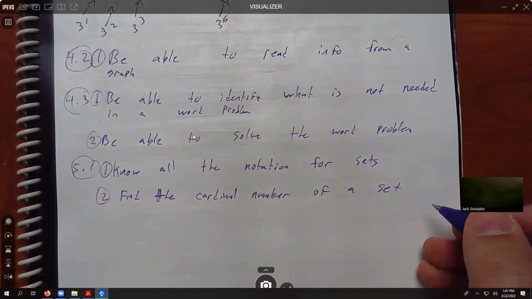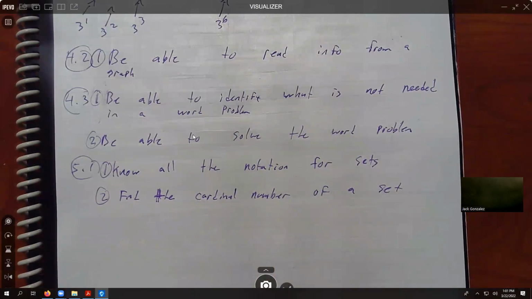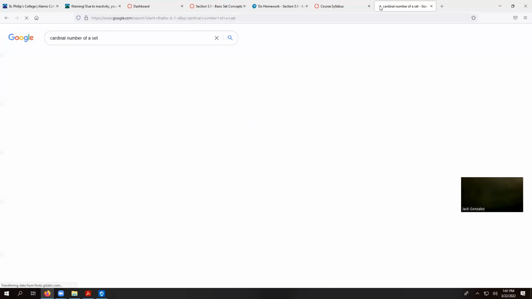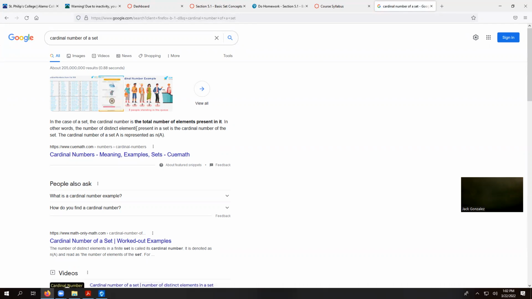Do you remember what cardinal number meant? It was just a fancy word, but it's super easy to do. You have a reminder in case you forgot. Cardinal number of a set, all it means is the total number of elements inside of it. How big is the set? All it means right here.